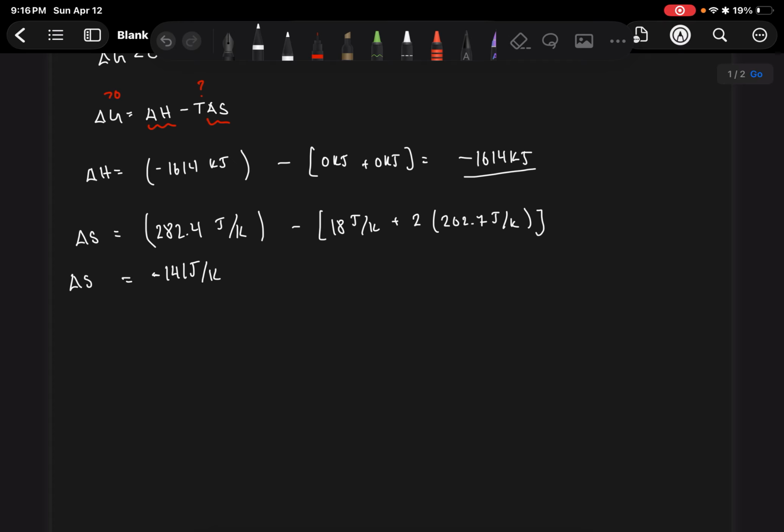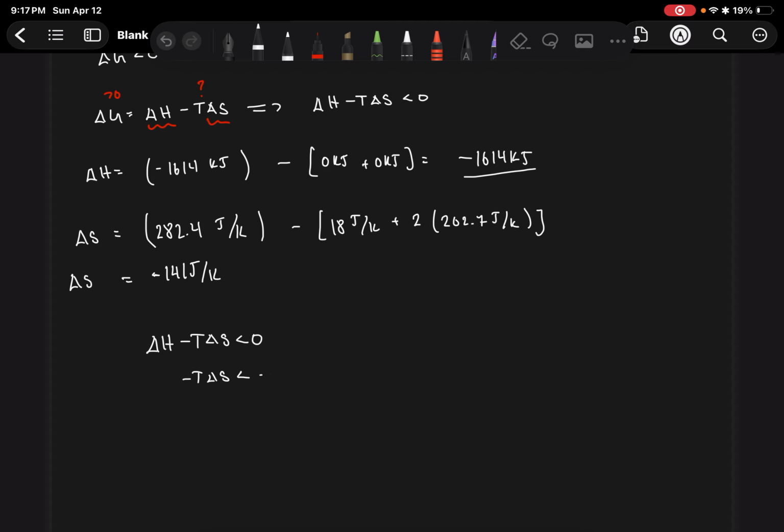So we know that delta G is going to be less than 0. So if delta G is equal to delta H minus T delta S, that means delta H minus T delta S must be less than 0, right? So change in H minus T change in S will be less than 0. So now we'll just bring that down here.